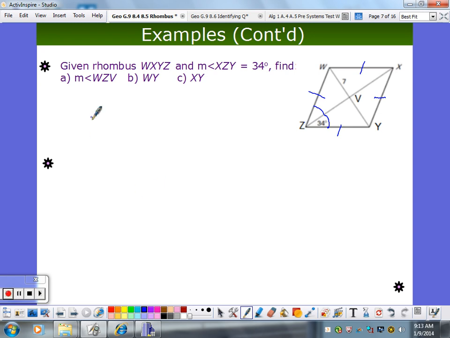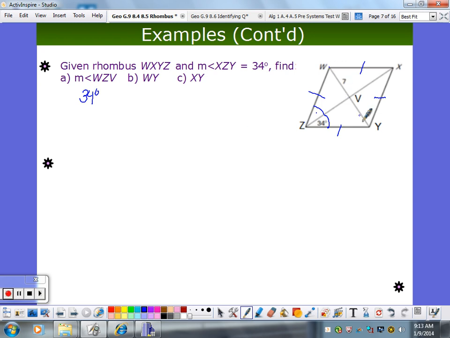Yeah? Look again at properties of a rhombus. This actually is an easy one if you know your properties, which you just learned. So look at the notes for a rhombus. What do I know about this angle and its diagonal? What do I know, Sam? Yeah, so what's the value here? 34, it's just going to be the same.